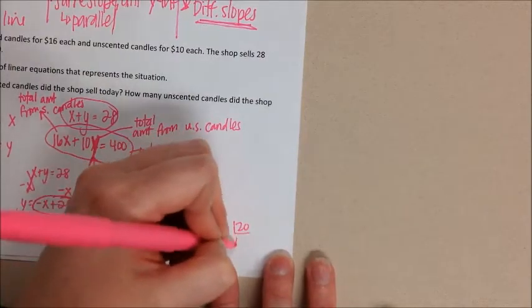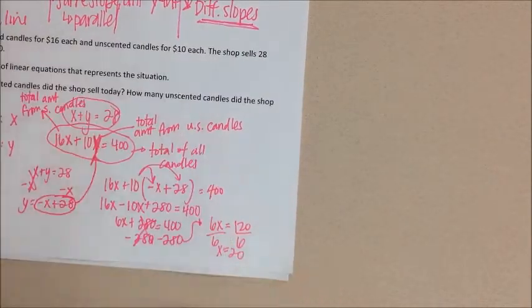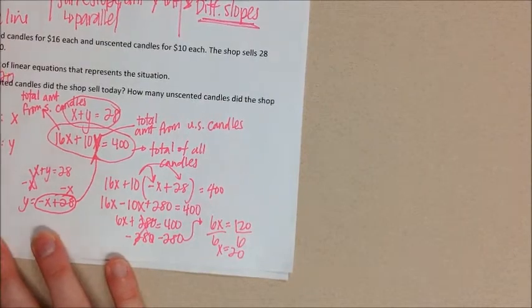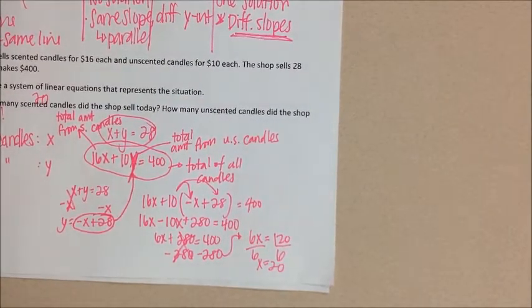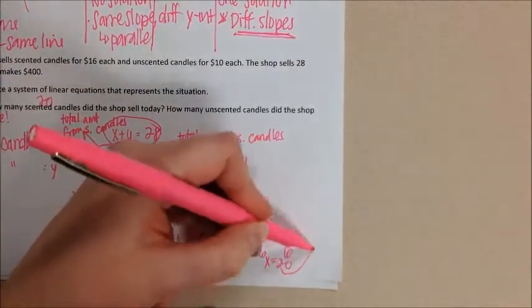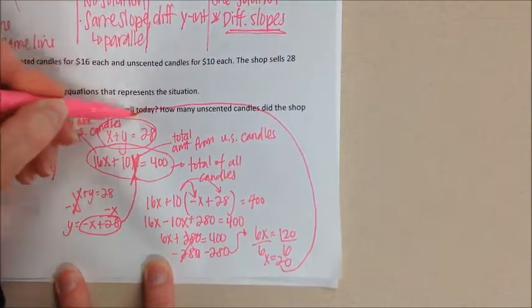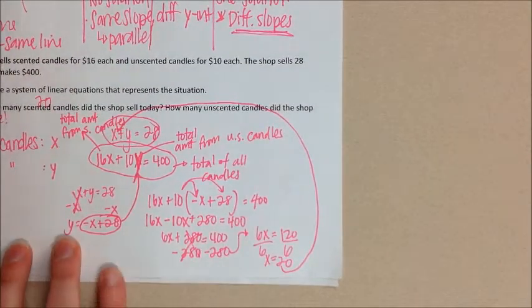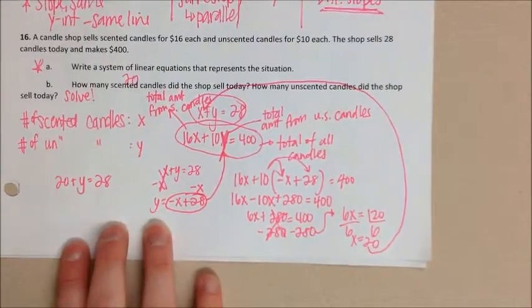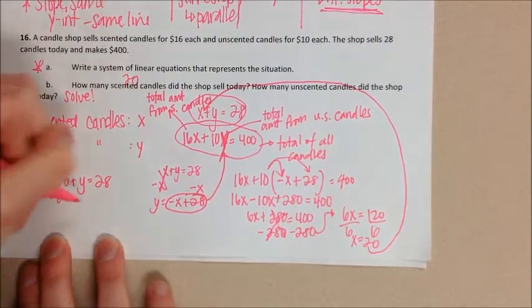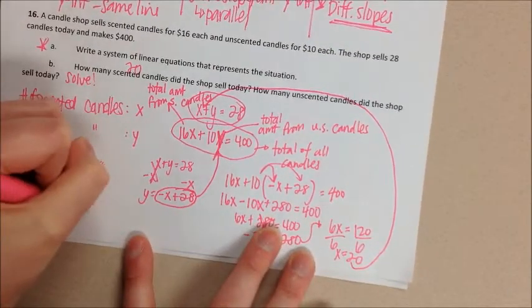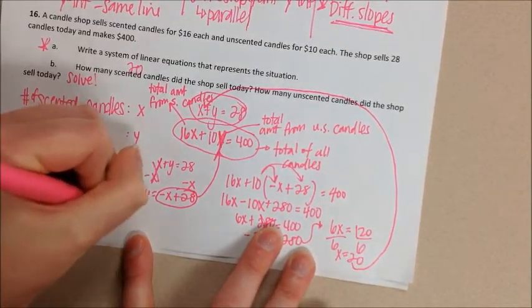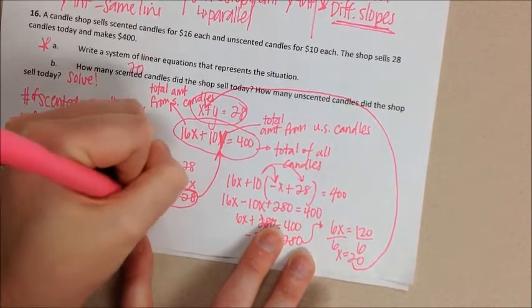Then I divide by 6, and I get X equals 20. So that means there were 20 scented candles sold today. I wrote that above there, just so I can remember. Now I'm going to take this and plug it way back up in here, so that I have 20 plus Y equals 28. To solve for Y, I'm going to subtract 20 on both sides, so I get Y equals 8. So there were 20 scented candles and 8 unscented.